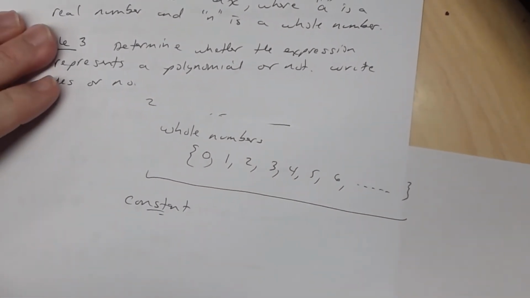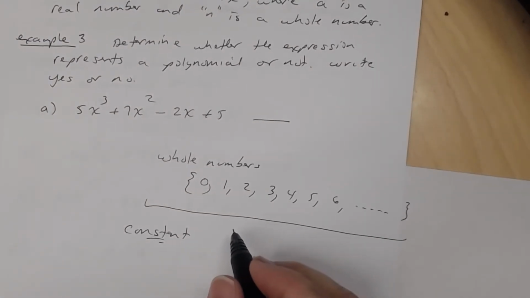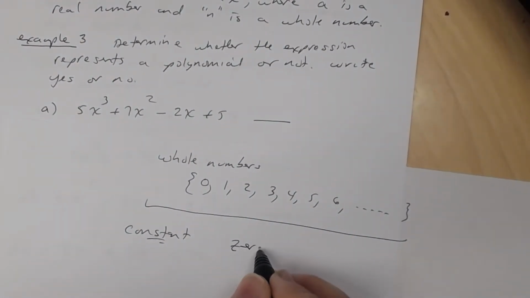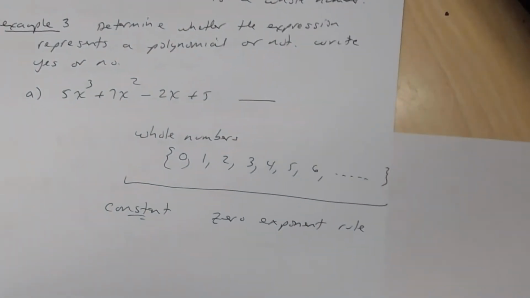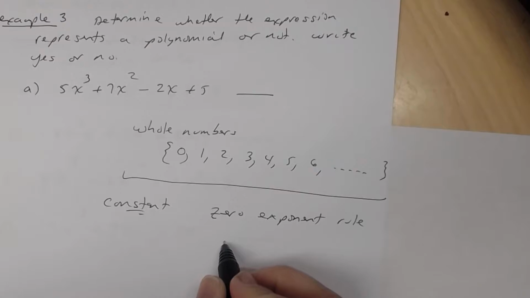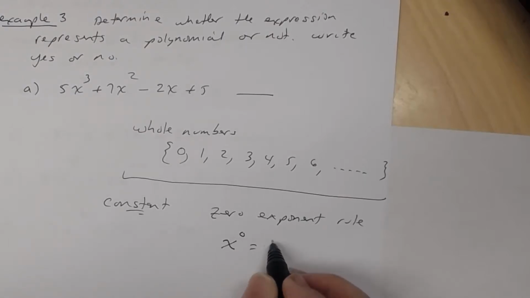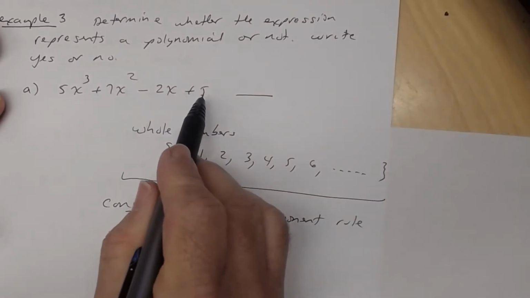So the constant 5. Remember in a previous lesson, when we talked about exponents, the 0 exponent rule. The 0 exponent rule stated that if you have a non-zero number raised to the 0 power, that's equal to 1. Okay? So any non-zero number raised to the 0 power is equal to 1. So that was in a previous lesson. So when we look at this 5 right here, that's a constant.